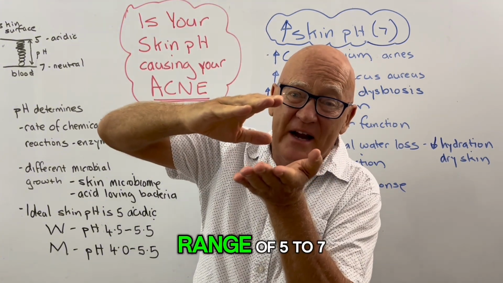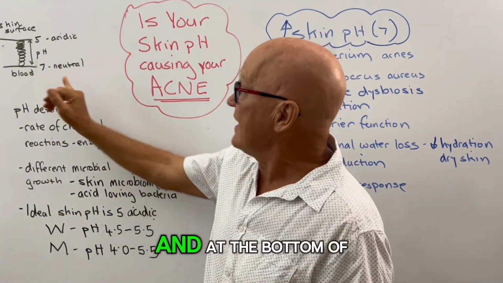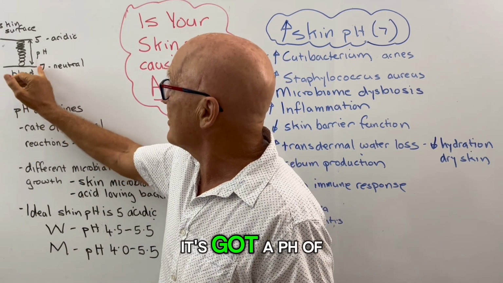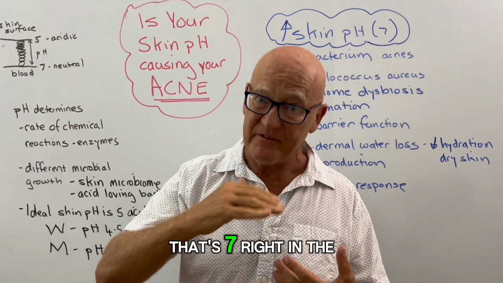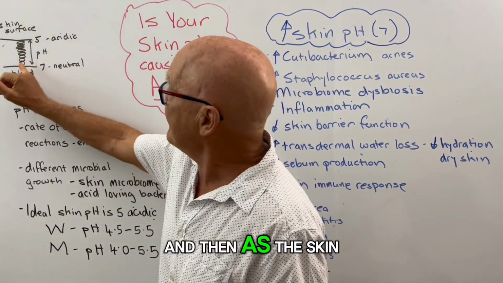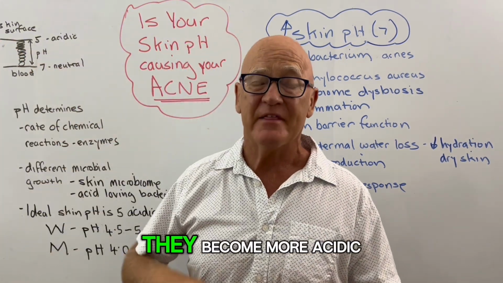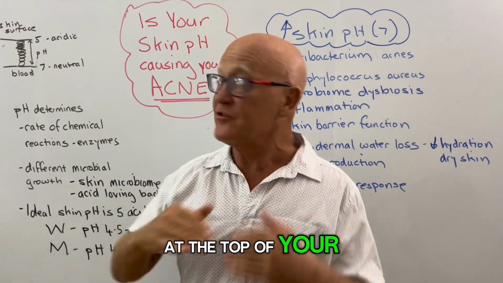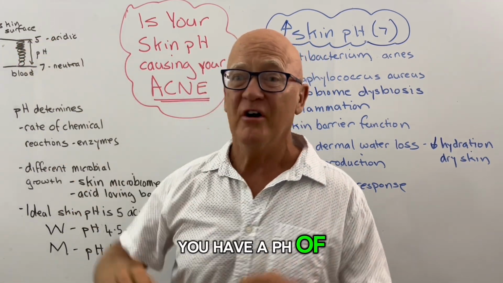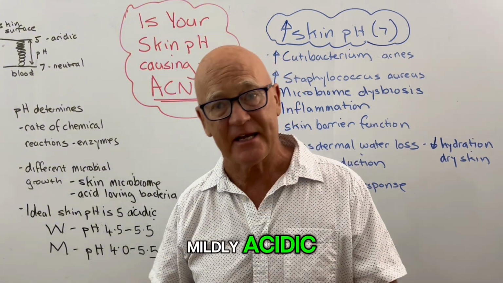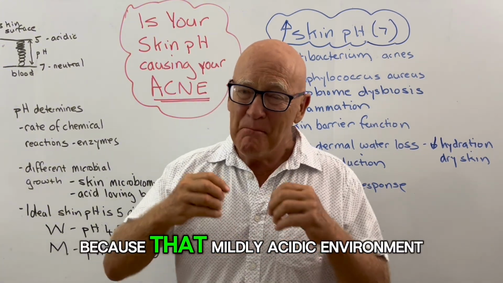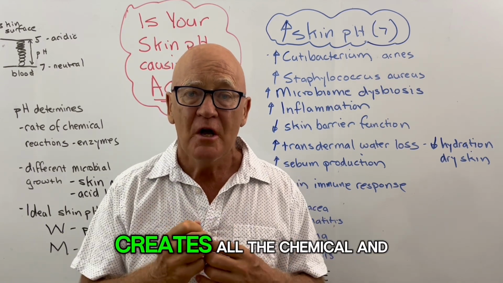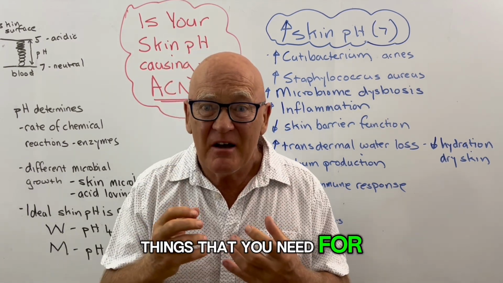What we're after is that range of 5 to 7 in the middle. And at the bottom of your skin, just above your blood, it's got a pH of 7, neutral. That's 7, right in the middle. And then as the skin cells go up and flatten out a bit, they become more acidic. So at the surface of the skin, at the top of your skin, you have a pH of 5, mildly acidic. And that's what you want, because that mildly acidic environment creates all the chemical and microbiological things that you need for a healthy skin.